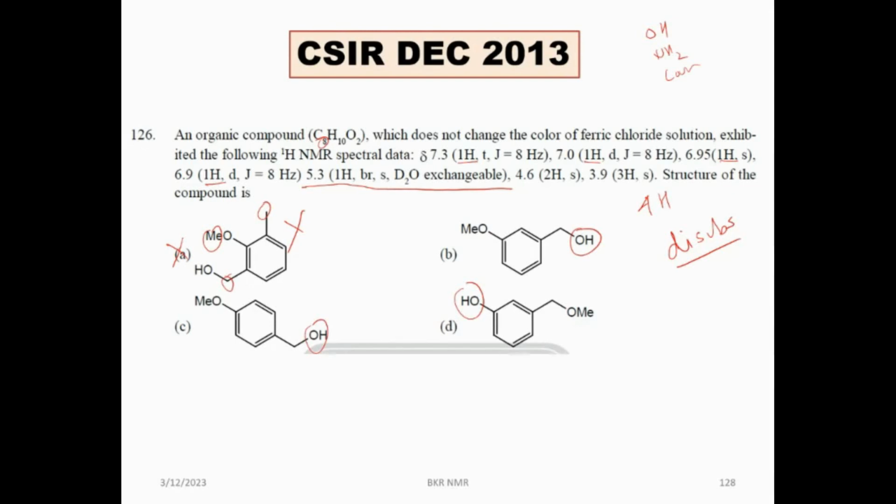We can rule out option C, ma'am. How do you rule out option C? Very good. It is substituted. Para substitution, what should it show? Doublet and doublet, that is all. But here what have they given? They've given a triplet, a doublet, a singlet, a doublet. When does this pattern come? When you have meta substitution. So para is not possible. Now it is meta substituted. Okay, I agree.